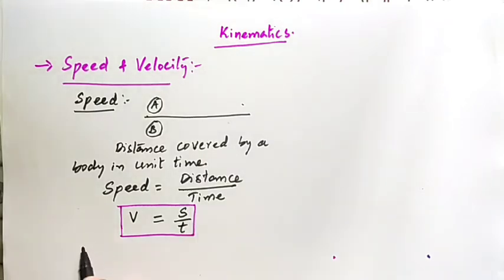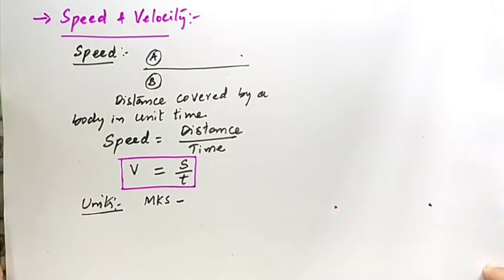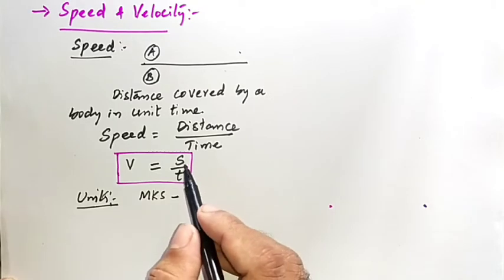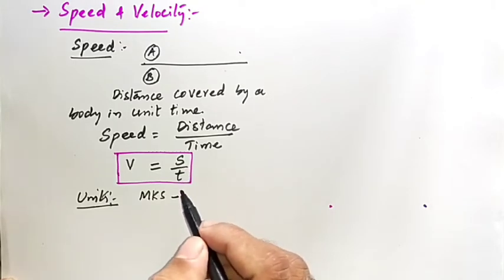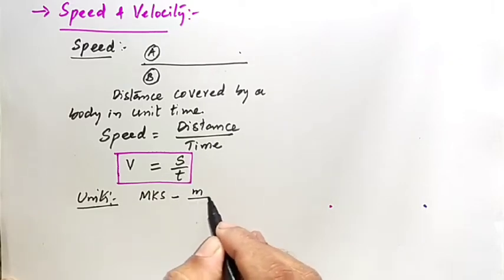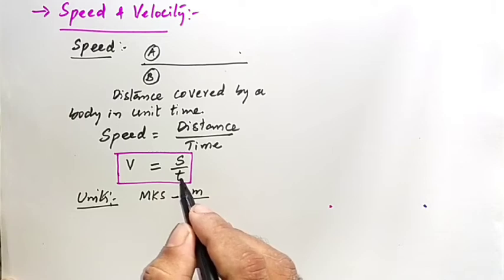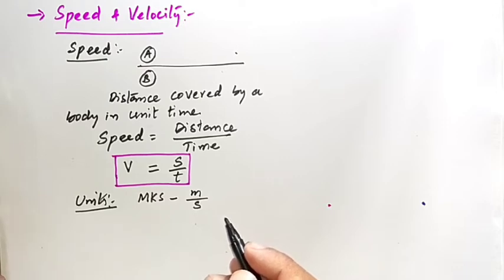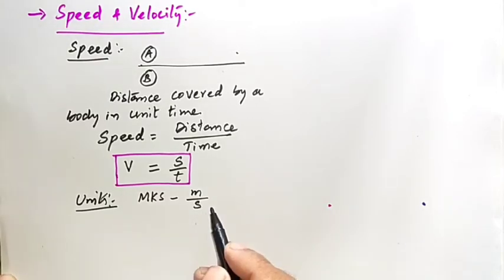Now let us see the units of speed. First, in the MKS system, what is the unit of speed? We have the formula of speed: distance by time. If you know the formula, you can write the unit very easily. The unit of distance in the MKS system is meter, divided by the time unit, which is second. So this is the unit of speed in the MKS system.